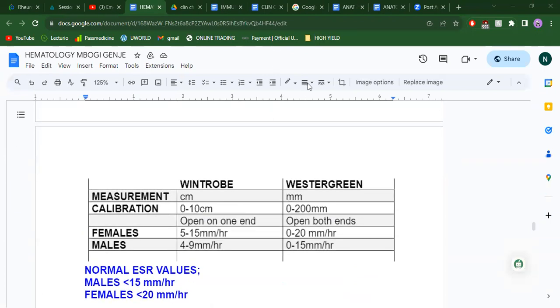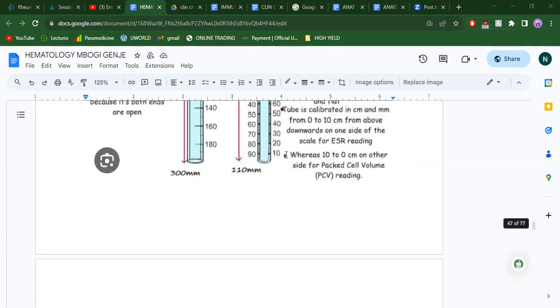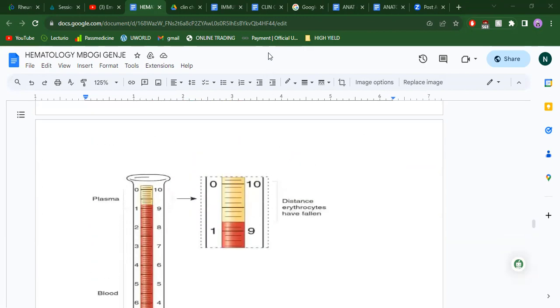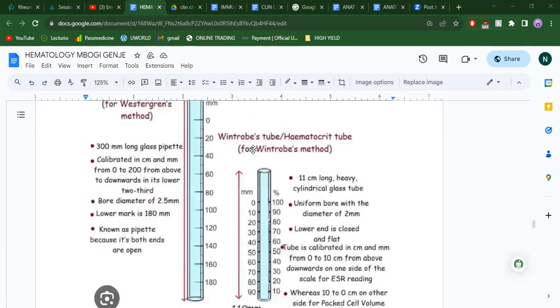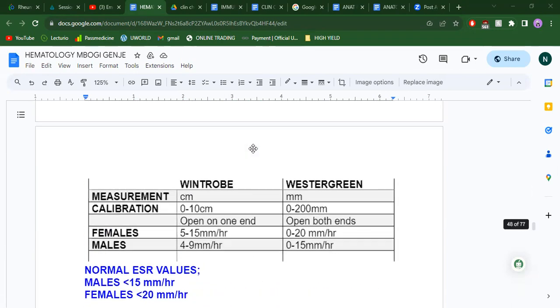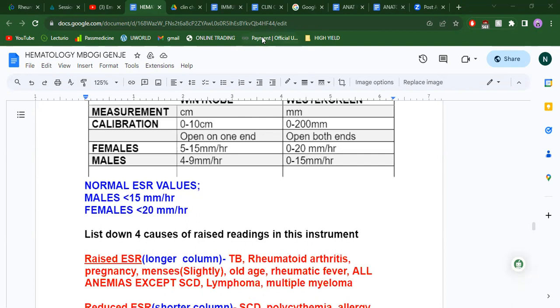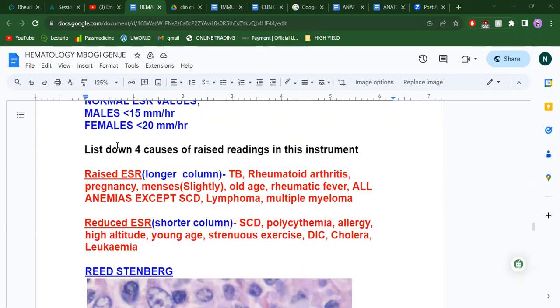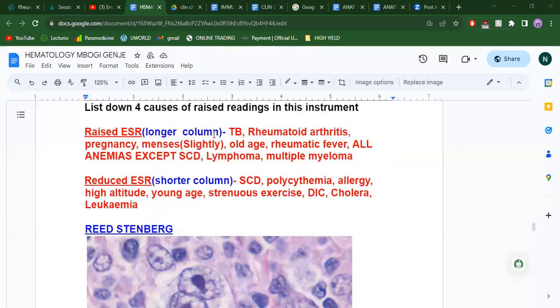I'm seeing a question in the chat: explain those readings, don't they change on which tube was used? I don't understand that question, unless, Candy, you can explain to me or unmute. So basically, this is the most high yield part, okay?